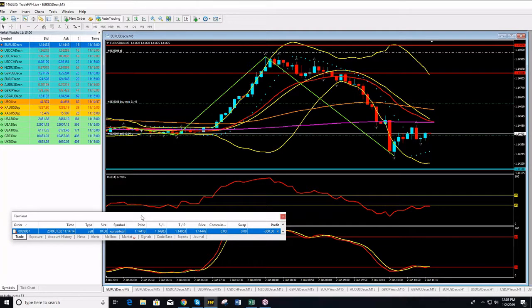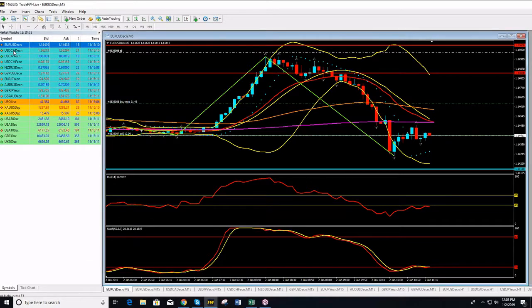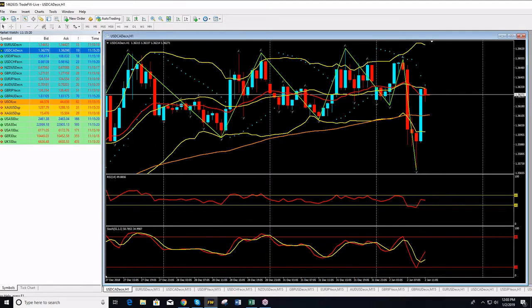That's the first position of the year, short Euro USD for the moment. So let me go to the next one. Let me see dollar CAD. If we have any good setup for long or short positions. I will start analyzing now dollar CAD.